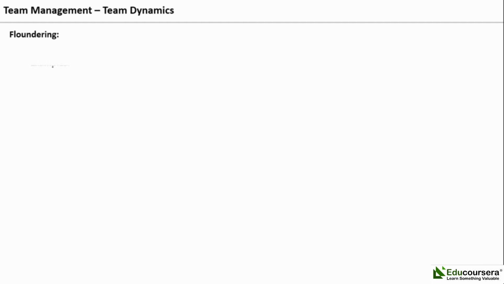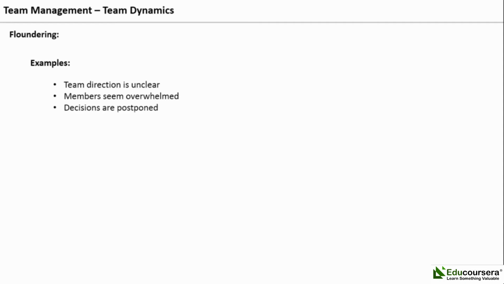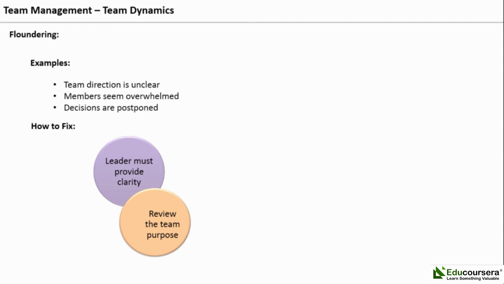Floundering. The examples of floundering include: team direction is unclear. Members seem overwhelmed and decisions are postponed. We can fix it by the leader providing clarity, reviewing the team purpose and asking, how can we proceed?